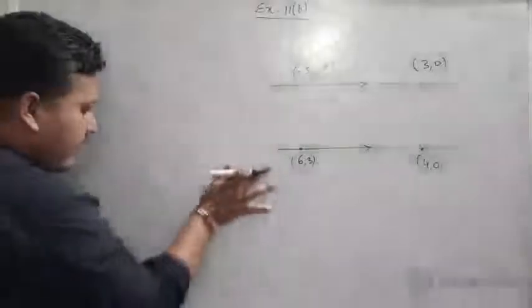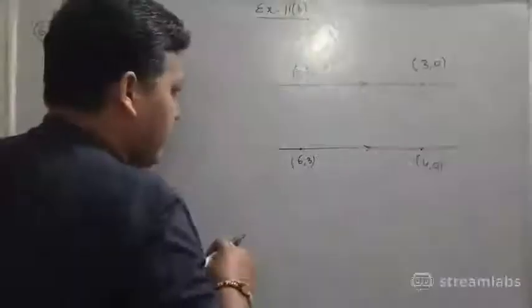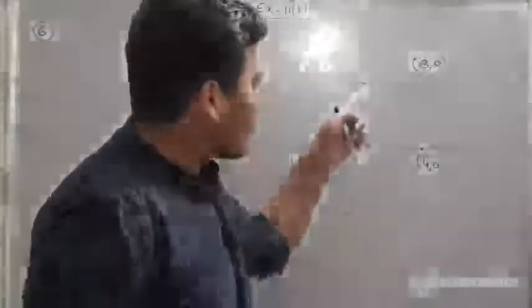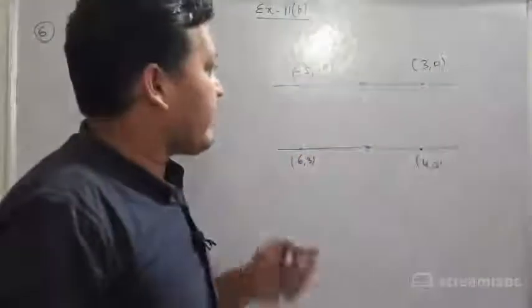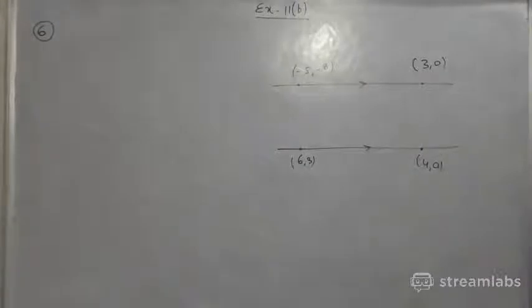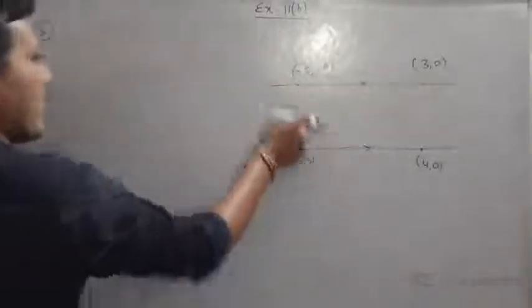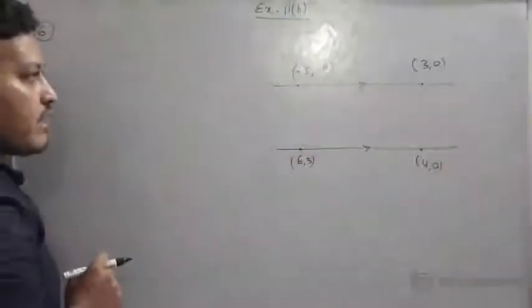How can you calculate the value of a? Can we define the relation between these two lines? Yes sir, we can define the relation between these two lines by using the slope. As you know, when two lines are parallel, their slopes are equal.